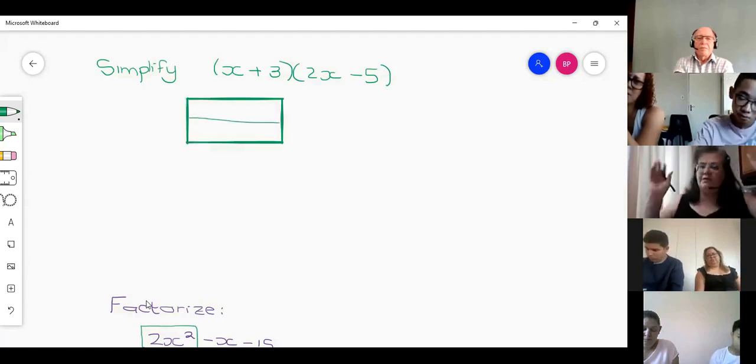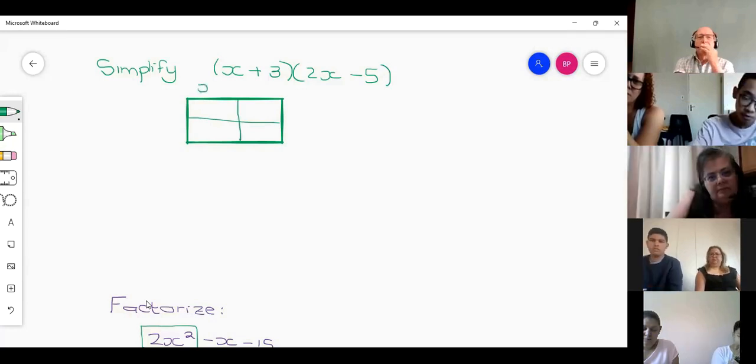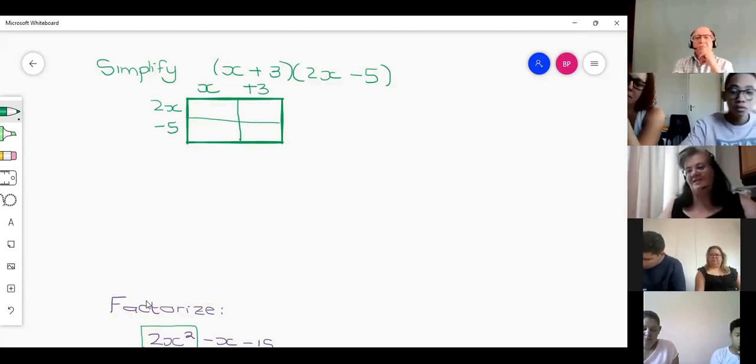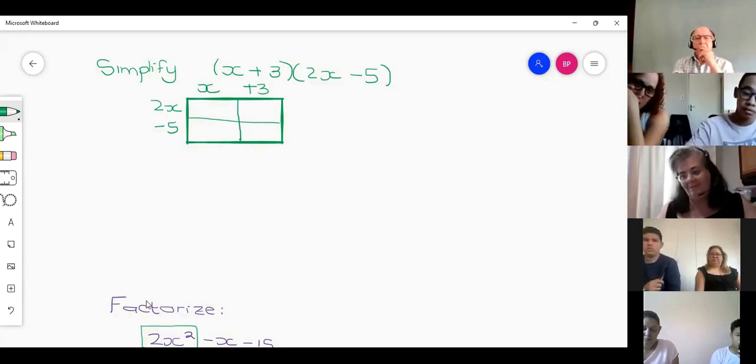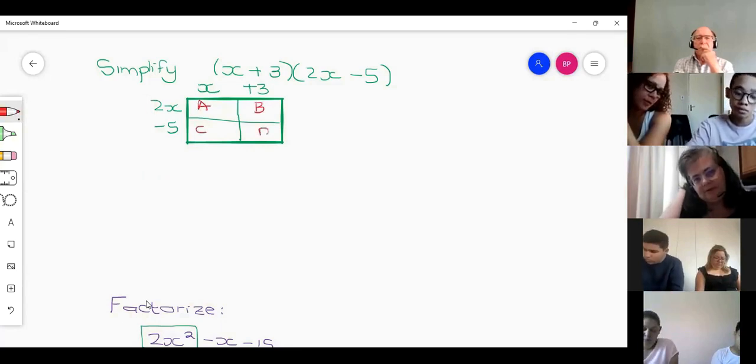Because we have 2 terms in each bracket, we divide the one side into 2 rows and the other side into 2 columns. James, you could have swapped my length and my width around as well. And James, if you want to, you can swap your x's and 3's around as well. But what goes on the one side must go on the other. If we call this block A, block B, block C, and block D.